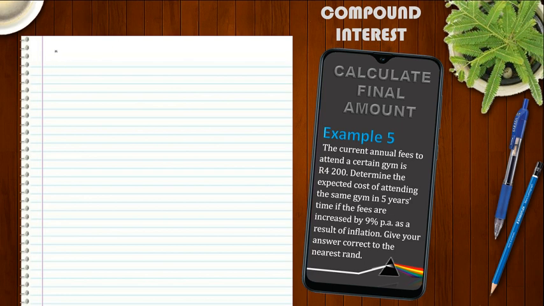So the first thing we're going to do is start off by writing down our compound interest formula, and that looks like that. And then what I would advise is that we list our values of A, P, i, n, just extracting our data from the question so that we can focus on what needs to be solved. So the final amount is what we want to calculate. Then our principal amount, that is the current gym fees, that is 4,200. The interest rate we saw is 9% per annum. And then the number of years is 5.